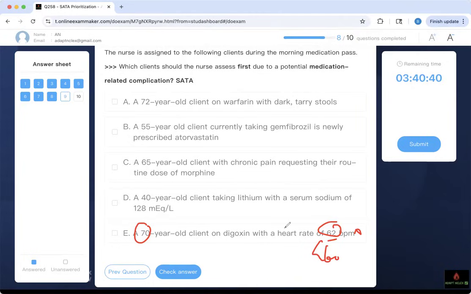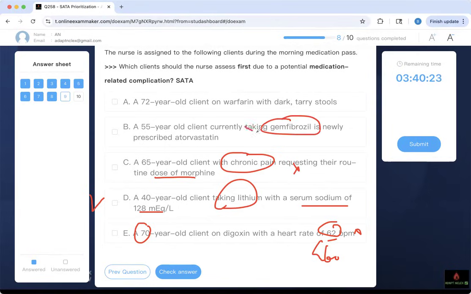72-year-old adult, heart rate of 62, it has to be less than 60. It's fine, I'll pick it. No problem. Nothing wrong with it. Lithium, your sodium should be normal. 128, we have a problem. Patient has chronic pain, he's requesting his medication. Forget about it. You're not dying from it.